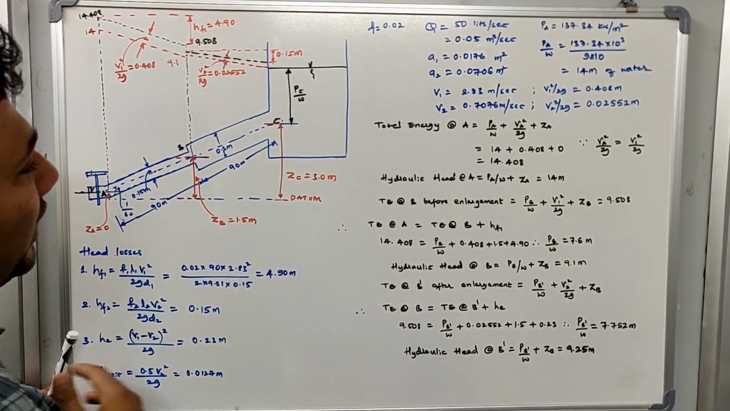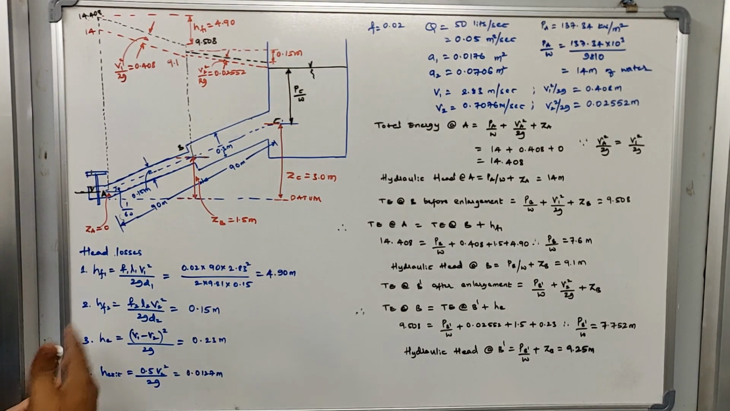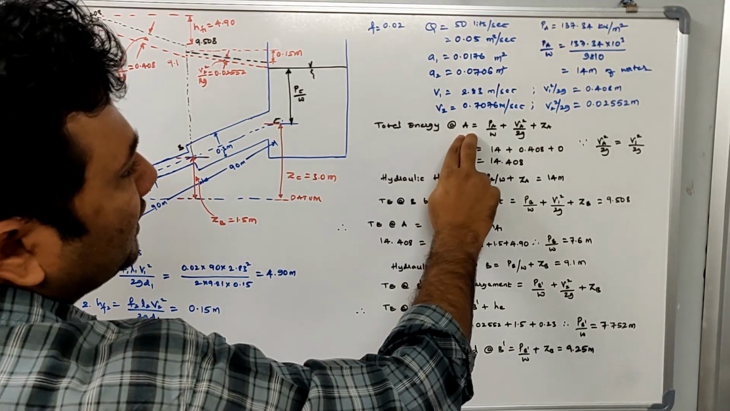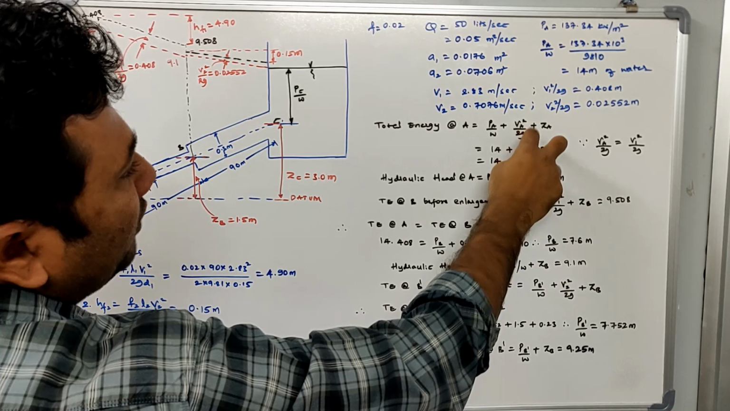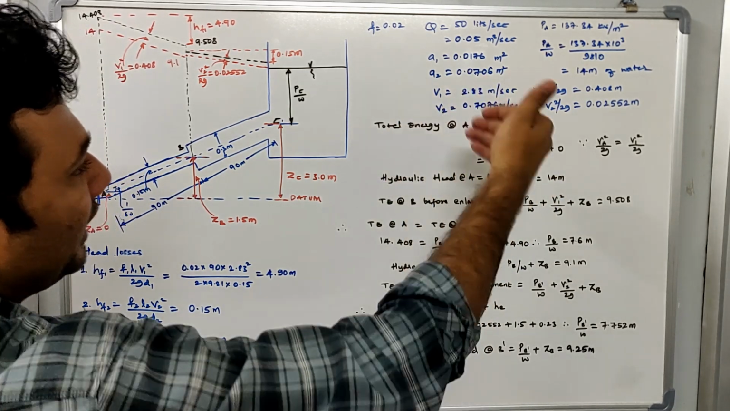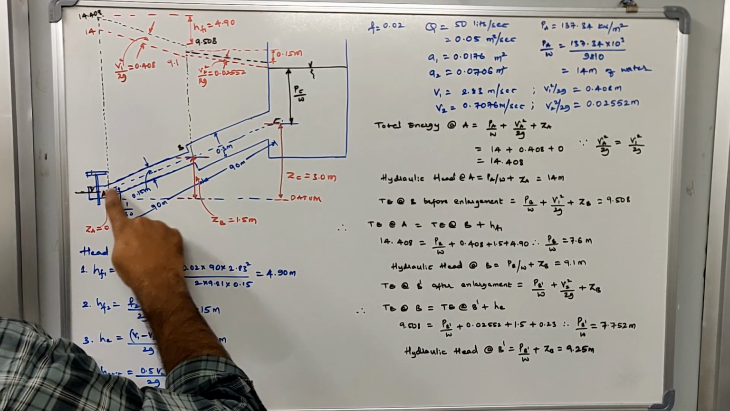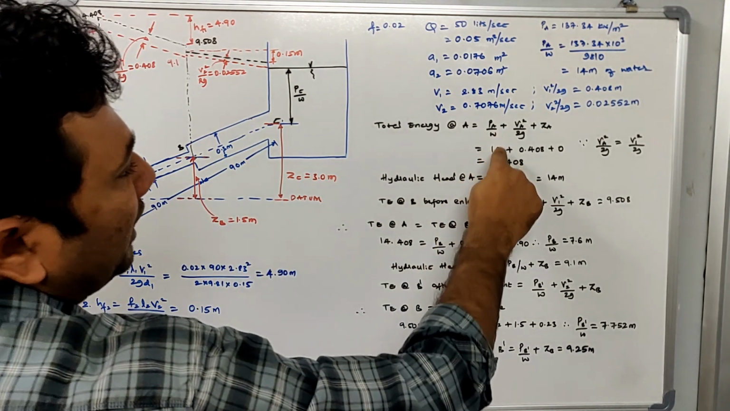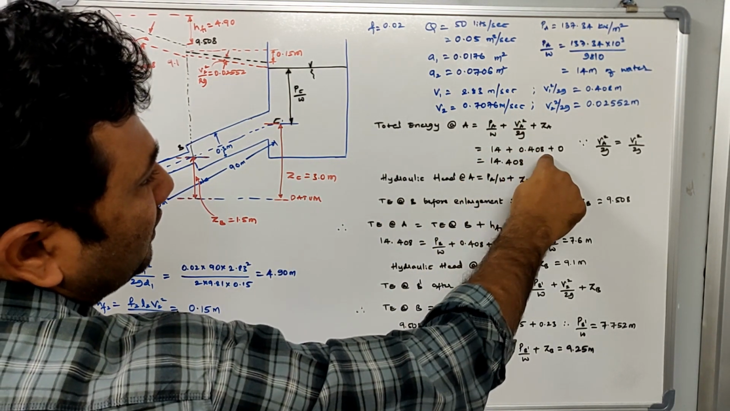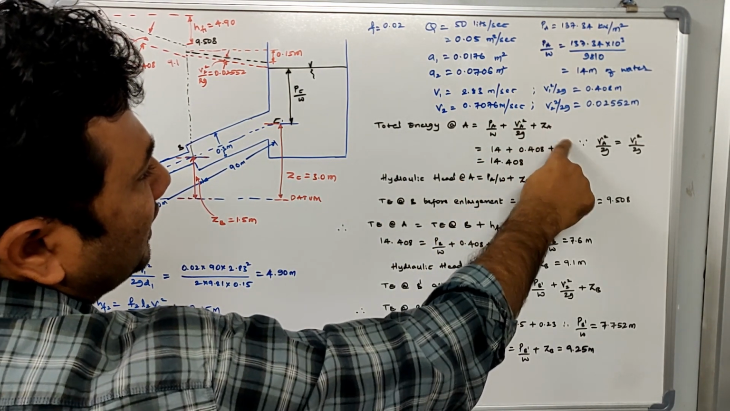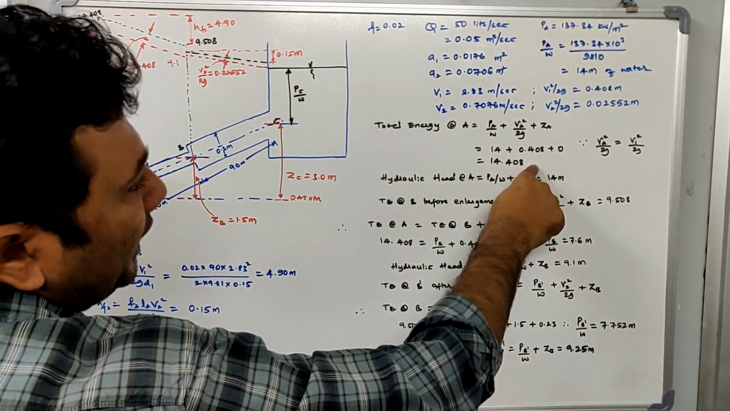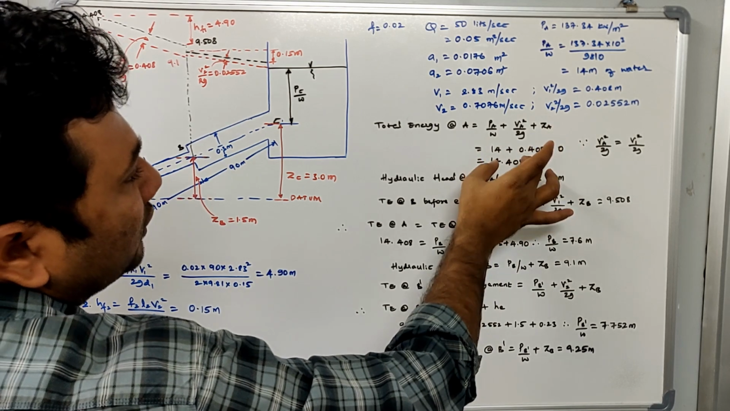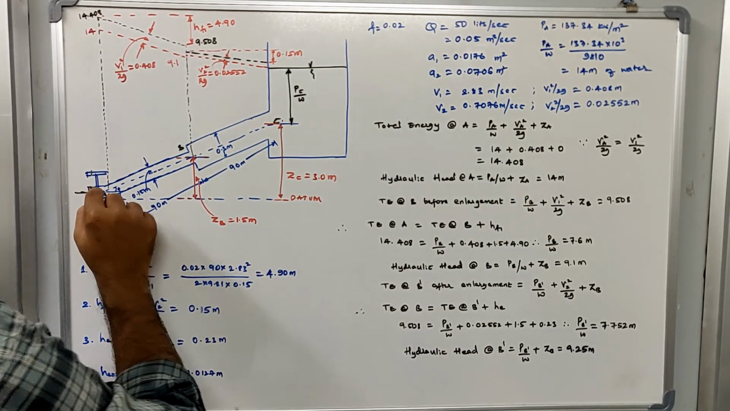So we have calculated the datum height at A, at B, and at C. Now let us determine the total energies at all the points. Total energy at A will be equal to PA by W plus VA square by 2g plus ZA. Now what is VA square by 2g? The velocity at end A will be equal to V1 itself. So PA by W is 14, plus VA square by 2g, which is 0.408, plus ZA equal to 0. So the total energy will be equal to 14.408. This is the total energy at A.